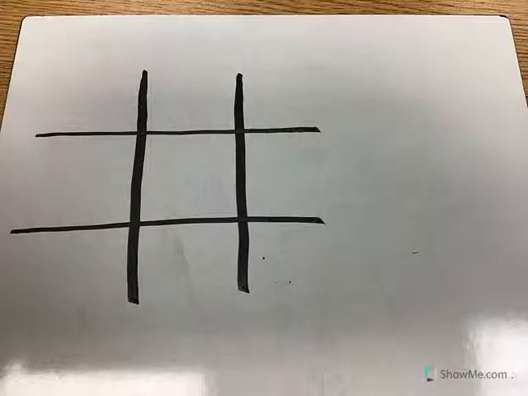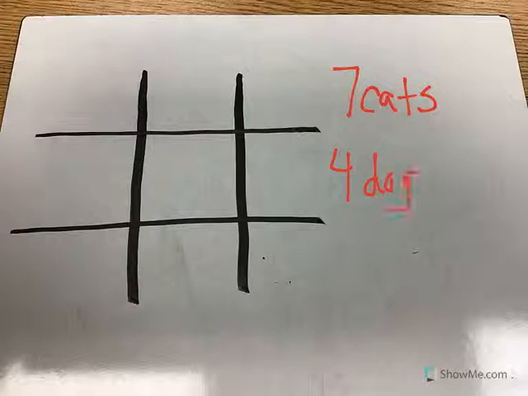Let's do one more problem. Again, we're going to use a hashtag to help us set up the proportion. So let's just say we have 7 cats and 4 dogs, which doesn't make sense because everyone knows dogs are better.